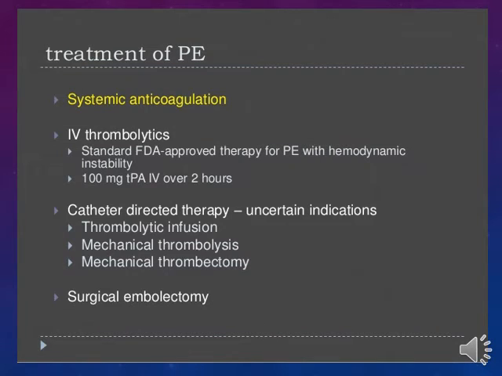For pulmonary embolism, intravenous thrombolytics may be used. The dose is 100 milligrams of TPA over 2 hours, or catheter-directed lytic therapy for infusion, or mechanical thrombolysis, or mechanical pharmacological thrombolysis, or surgical embolectomy.